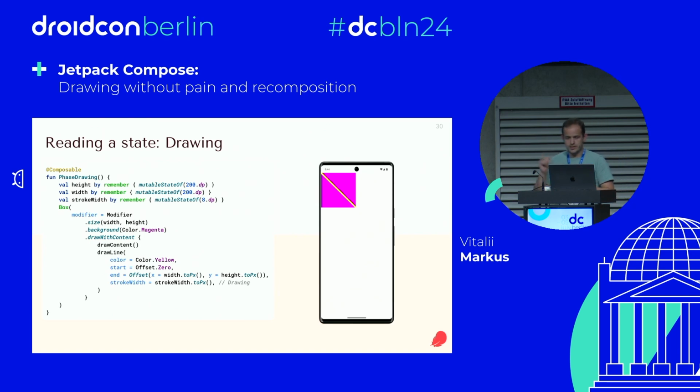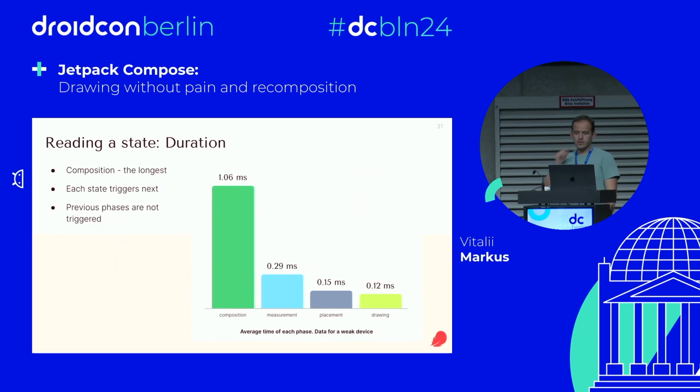And in this last example, we are using the draw with content modifier. With this modifier, we draw a line above the content. And inside this draw modifier, we read the state of the stroke width in the drawing phase and pass it to a drawLine function. So, why is it so important to understand in which phase we read a state?